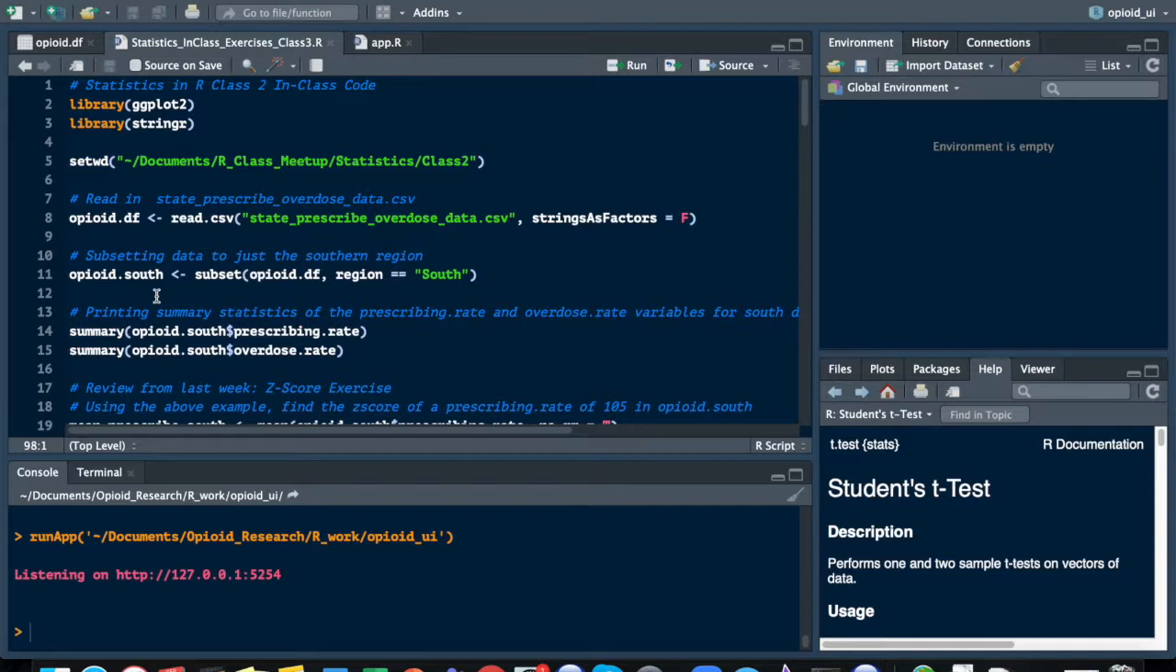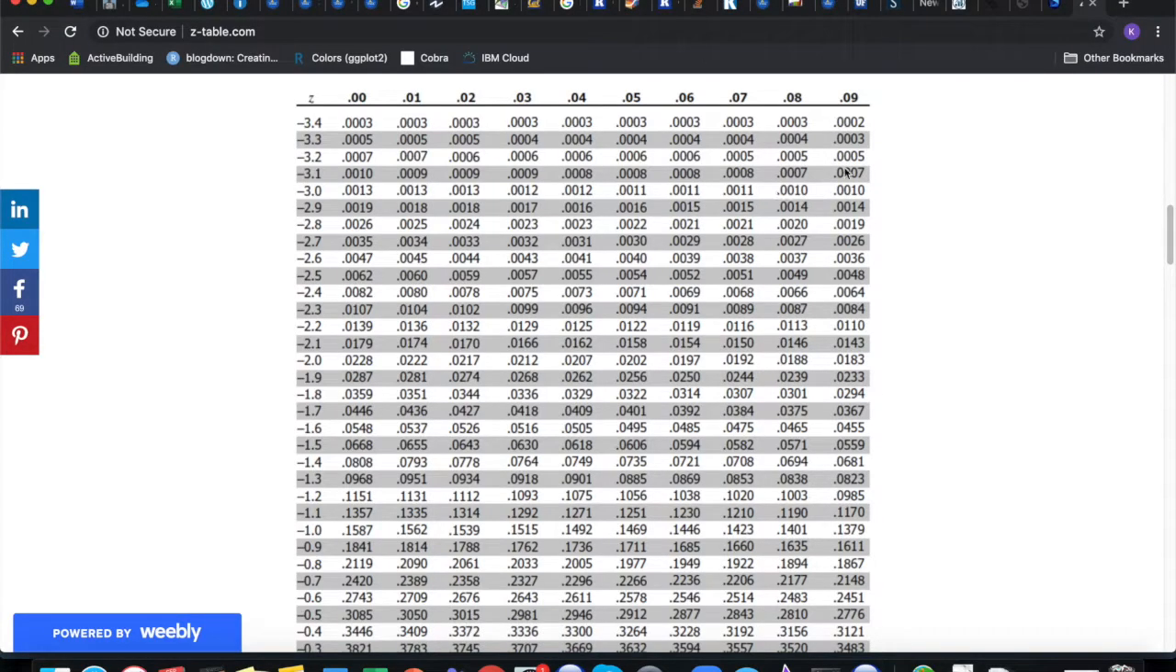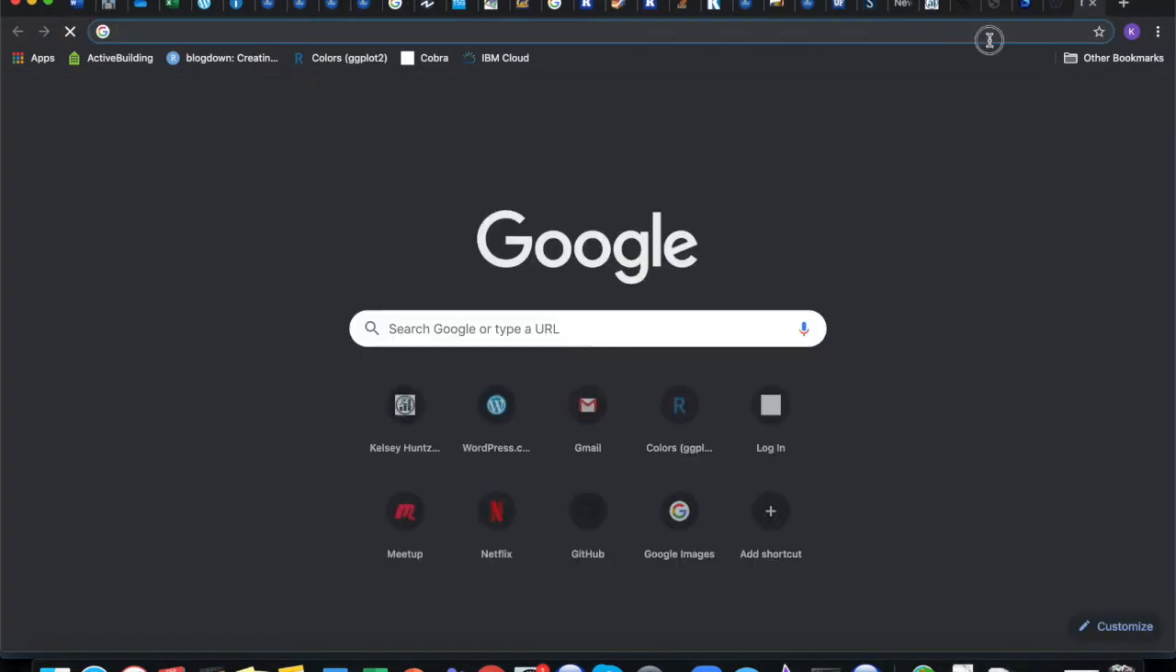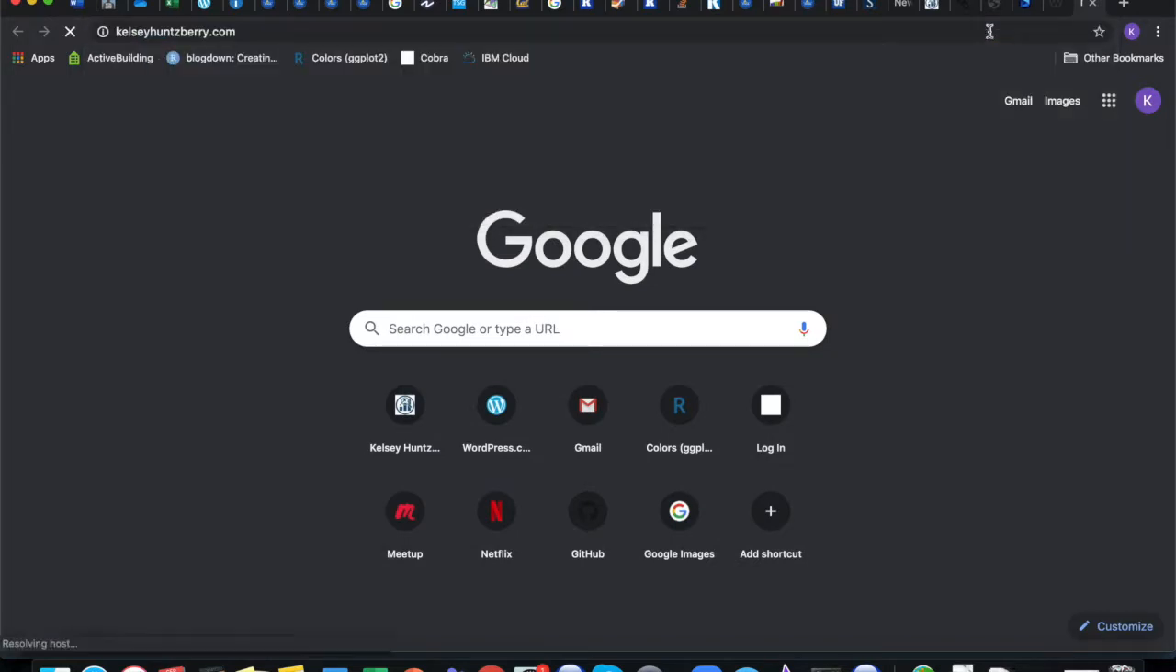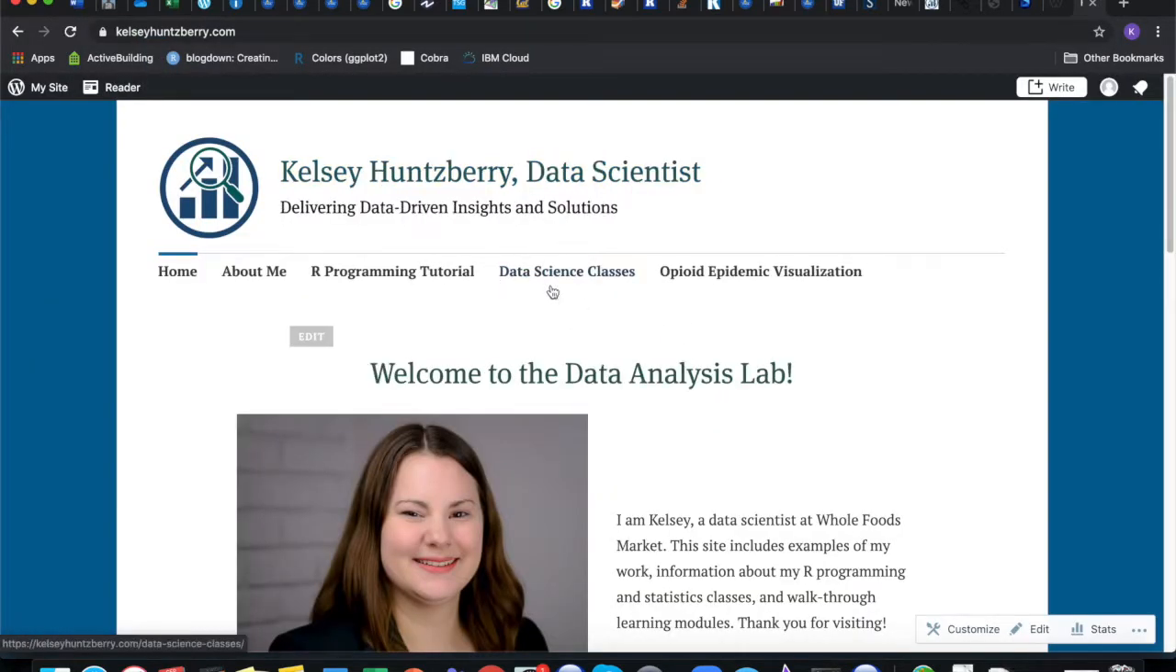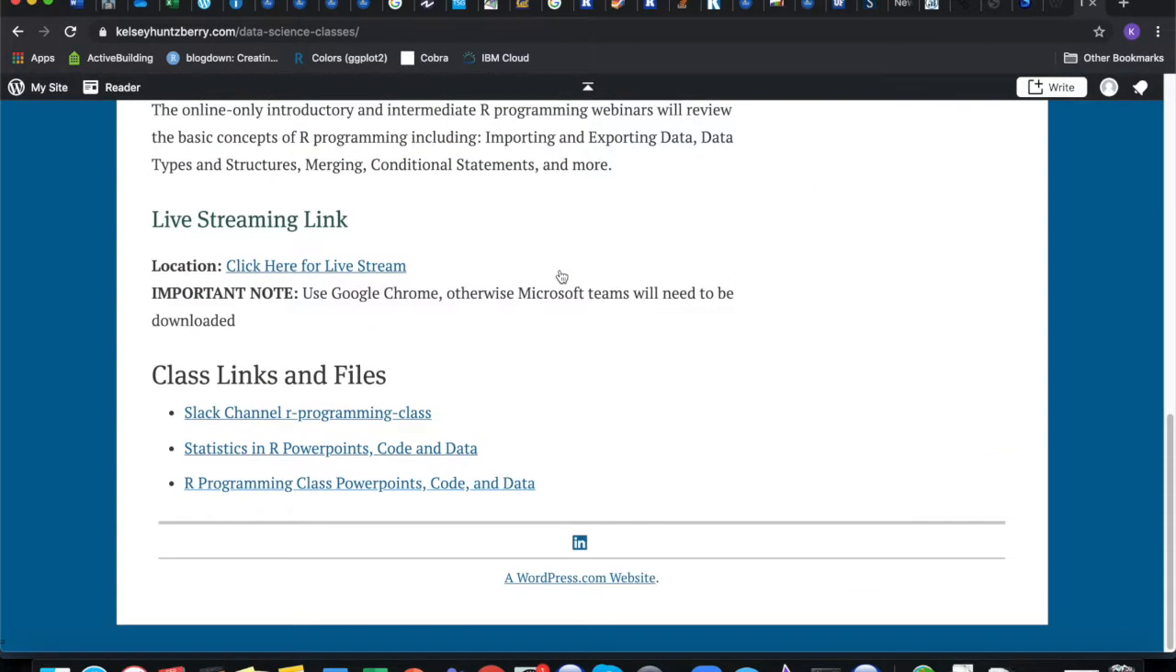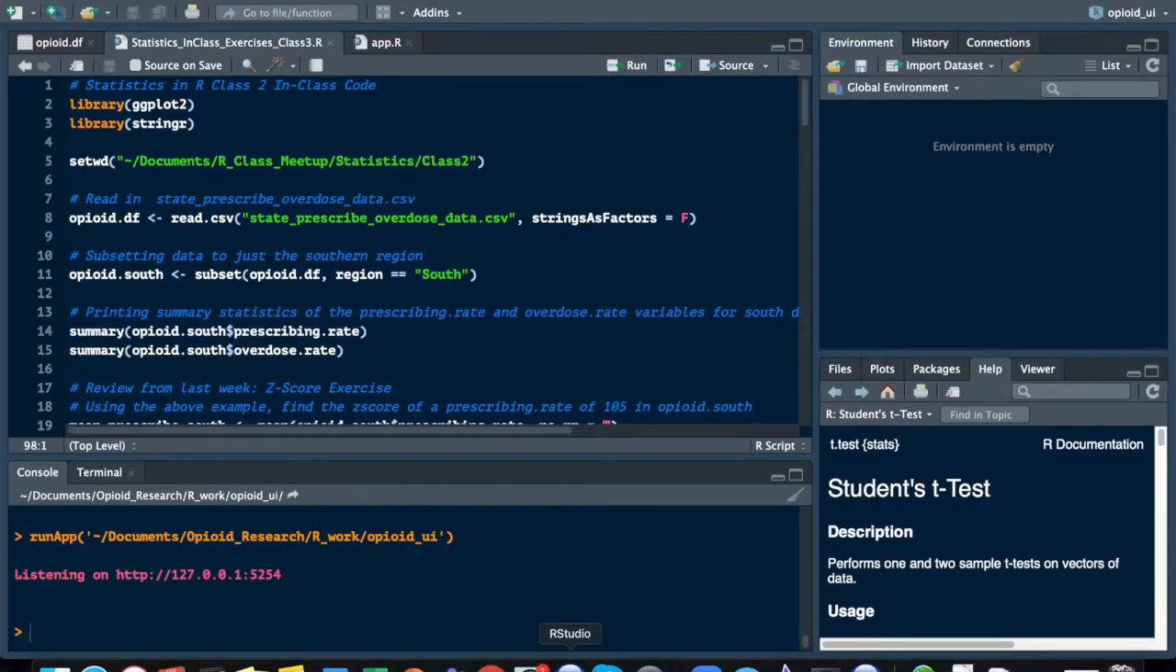So I would go to kelseyhuntberry.com. You would go to data science classes, scroll all the way to the bottom, and click this statistics in our PowerPoint's code and data, and that's where the code that I'm going to show right now lives. I had this in last week's R code, but we didn't get to it, so it's the same that was in last week's as well.